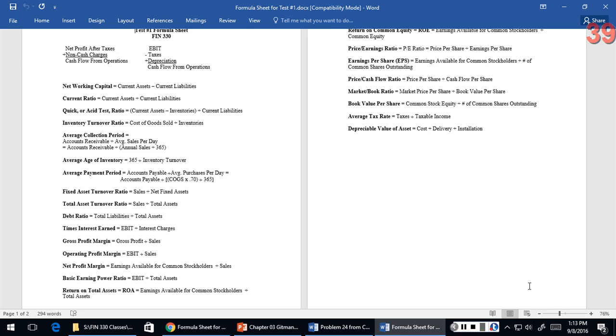Stockholders' equity and... For this example, you're going to have to add two items together, retained earnings and common stock, right? That's right. I didn't know if common equity and stockholders' equity were the same. They're the same thing.